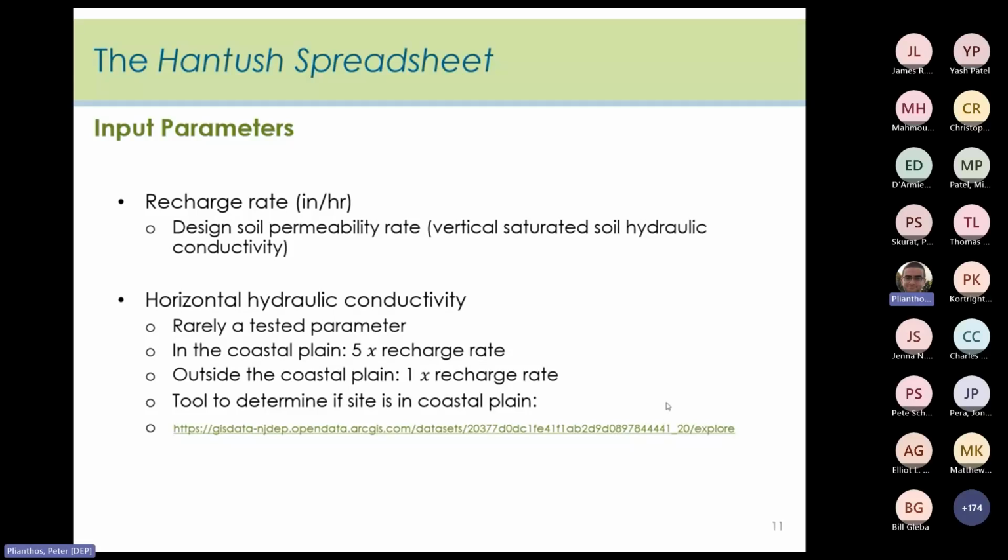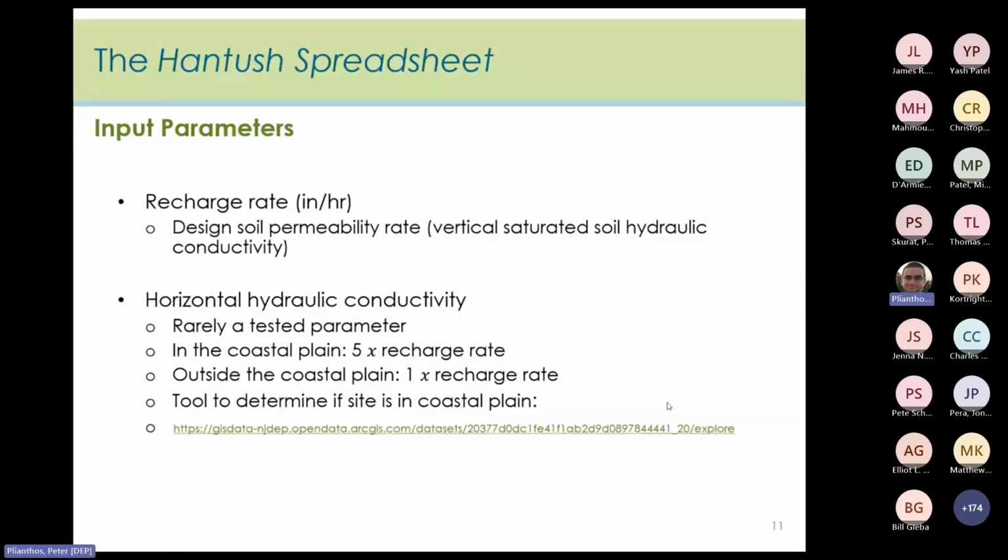The second input is the horizontal hydraulic conductivity, which is rarely tested on the scale of a single site just for the purpose of conducting a groundwater mounding analysis. Therefore, you will need to use presumptive values based on the site's location. If the site is located in the coastal plain, then the horizontal saturated soil hydraulic conductivity is presumed to be 5 times the recharge rate, that is, the vertical saturated soil hydraulic conductivity.